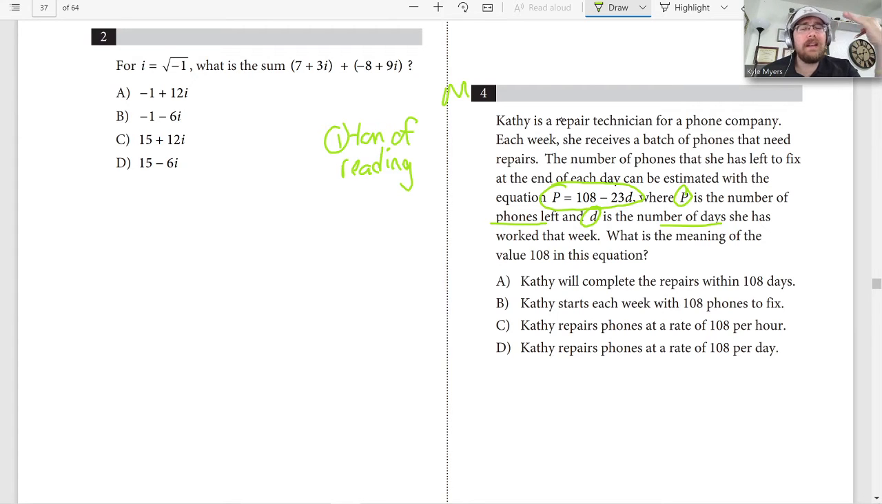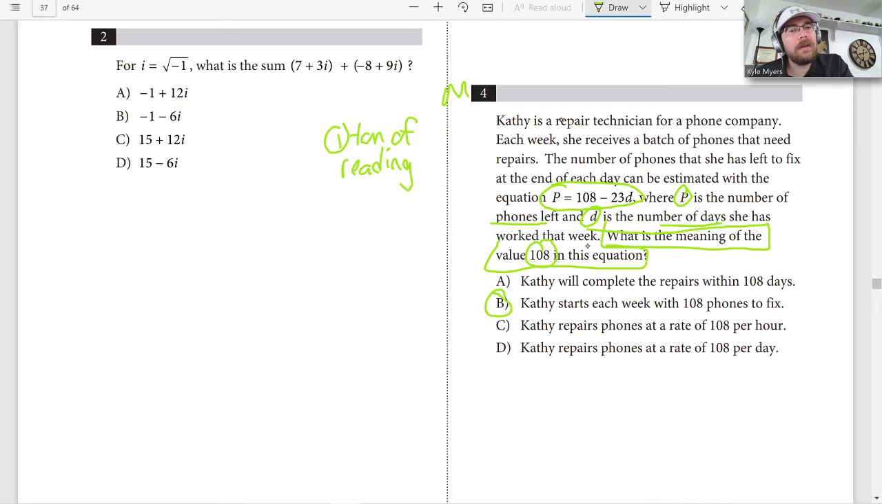So if she hasn't worked any days, then at the start of the week, she has 108 phones. She starts each week with 108 phones to fix. You can solve these pretty easily by plugging in 0 somewhere. If they ask you what's the meaning of something, right, what's the meaning?